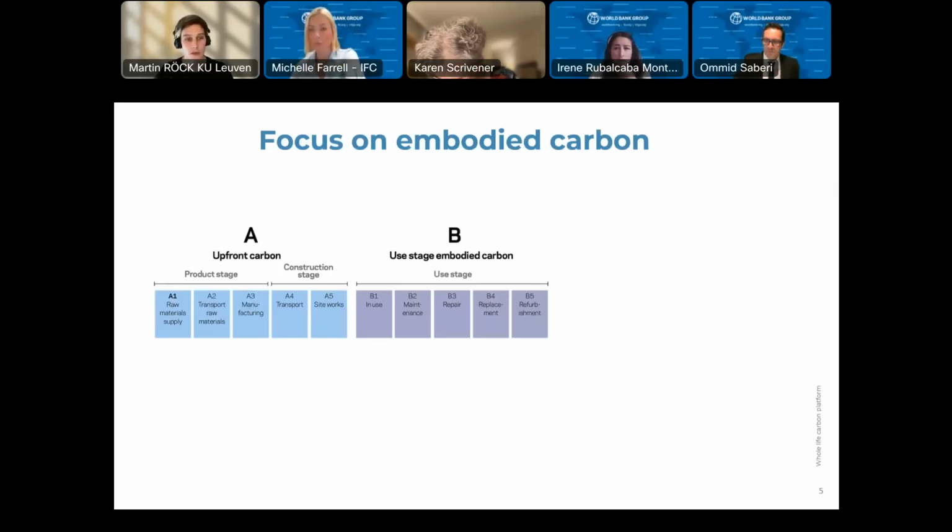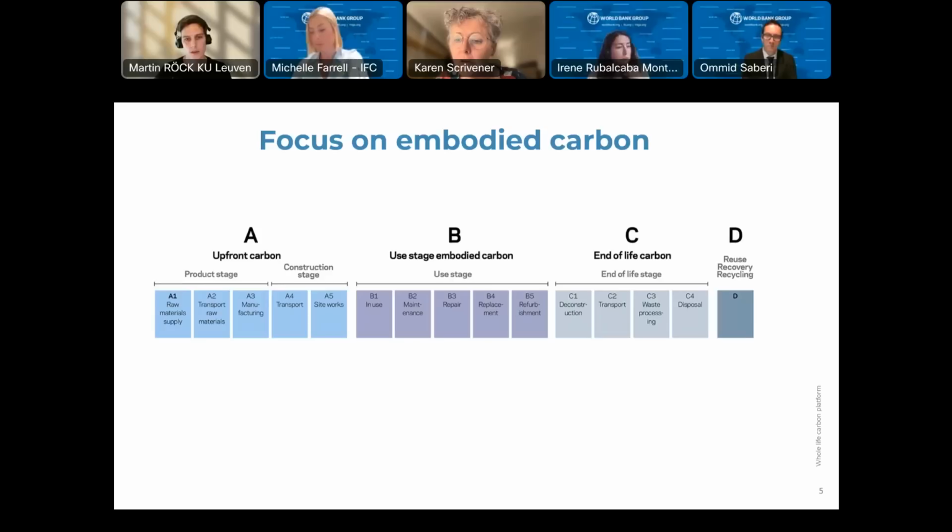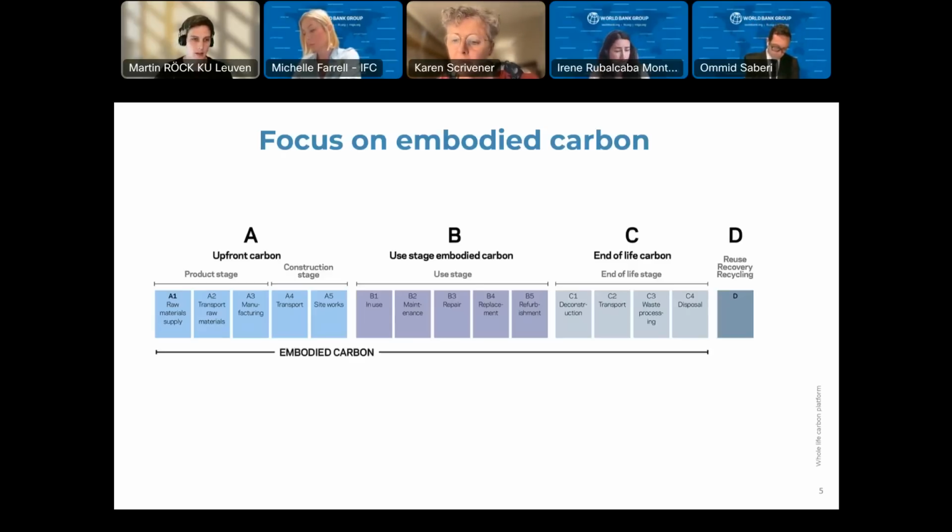Then there is the use stage, embodied carbon, so that is maintenance, repair, replacement, or also refurbishment during the use stage of the building. And there is an end-of-life stage, deconstruction, transport, waste processing, and disposal, and some aspects related to reuse, recovery, or recycling, which usually end up in what we call Module D, because it is information that is to be reported separately and must not be combined with the other results. So all of this, A, B, C, is embodied carbon.